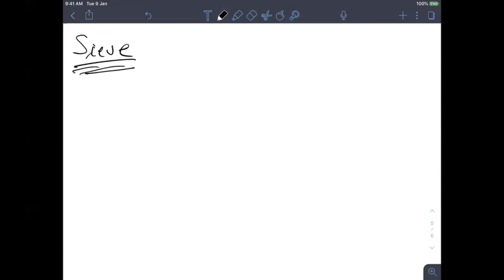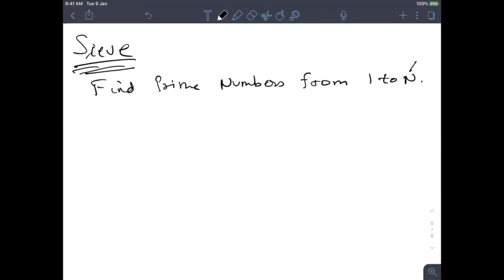So let's say again the problem is find prime numbers from 1 to n. The same problem we were having earlier. Let's for now simply keep n equal to 20. Okay. So how can we solve it in lesser than n root n? So let's see one approach.